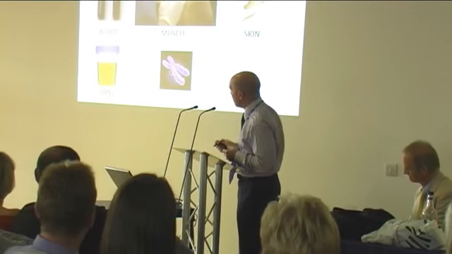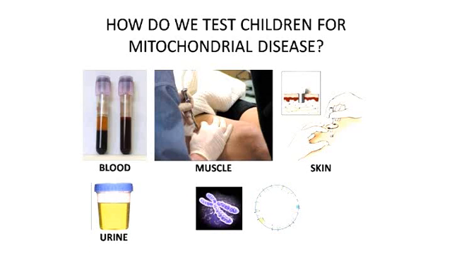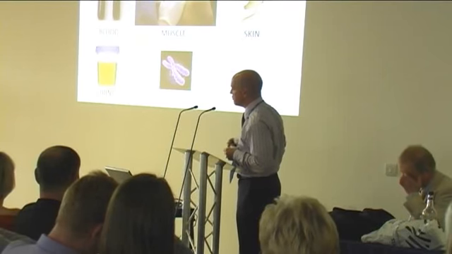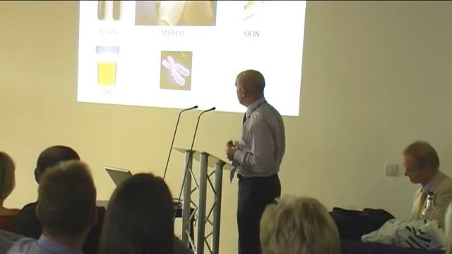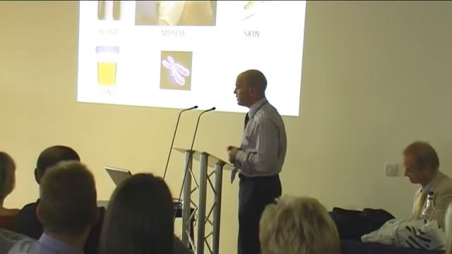We can also look in blood, and increasingly we are also looking in the skin. More recently, thanks to the diagnostic team, we're able to collect urine from children and look at that. We're able to look primarily at defects in this mitochondrial DNA in all of these substances, and sometimes we're able to look at nuclear gene defects, particularly in blood and muscle.